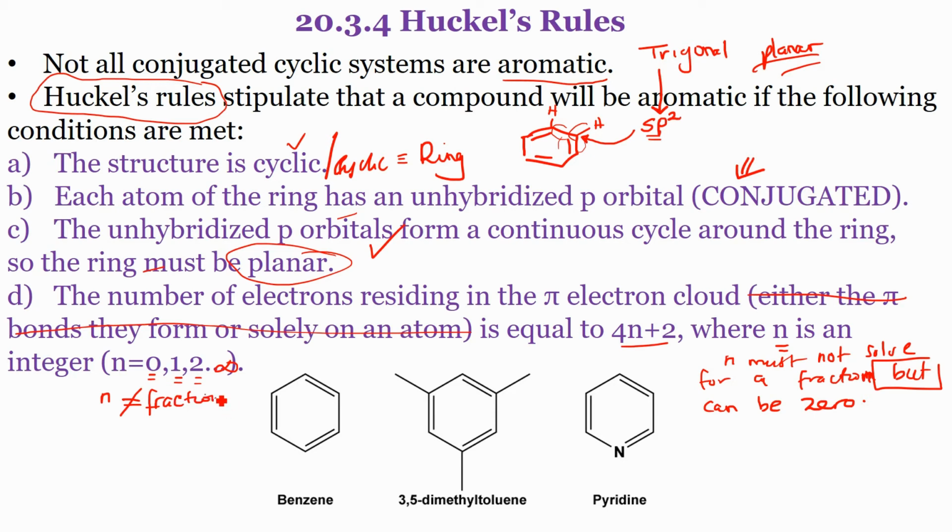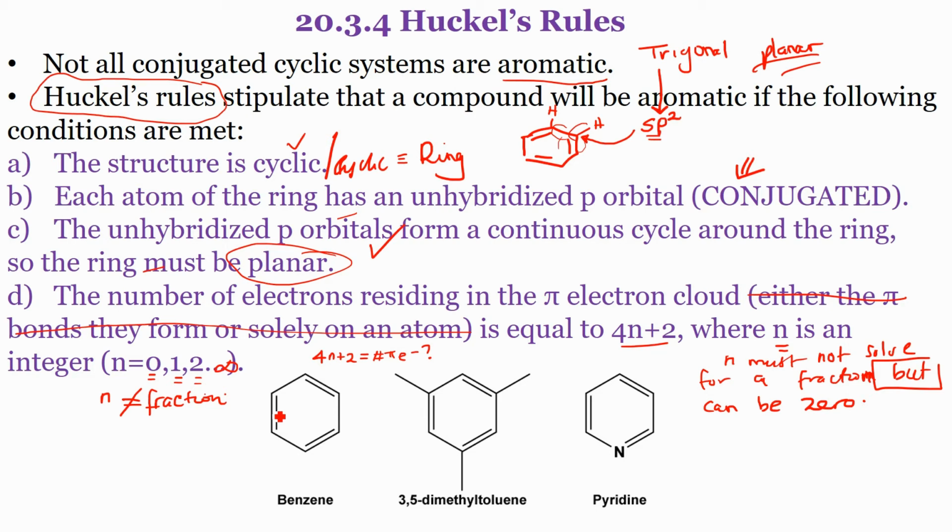When you solve for n, it should never be a fraction. So what does that mean for rule number D, or rule 4? For a molecule to be aromatic, you must test it using the 4n plus 2 rule. So let's use our benzene here and ask: benzene, are you going to follow the 4n plus 2 equals the number of pi electrons, and solve for n as a whole number? Are you going to do that? So where do we start here?